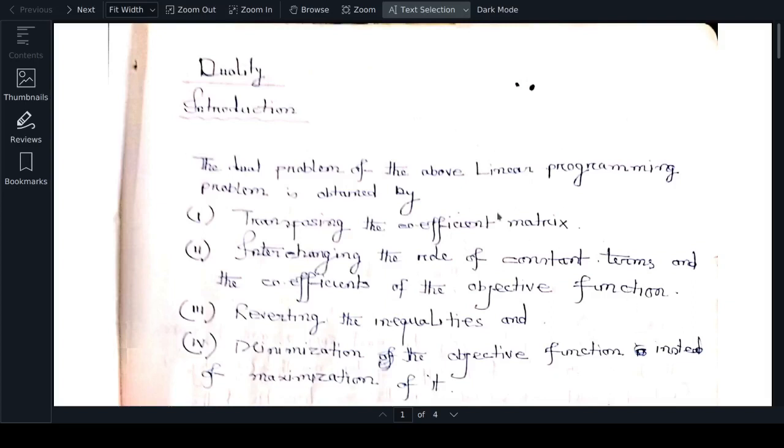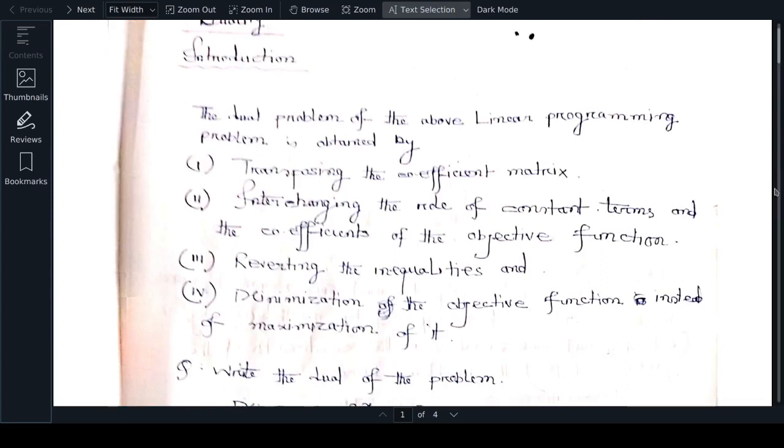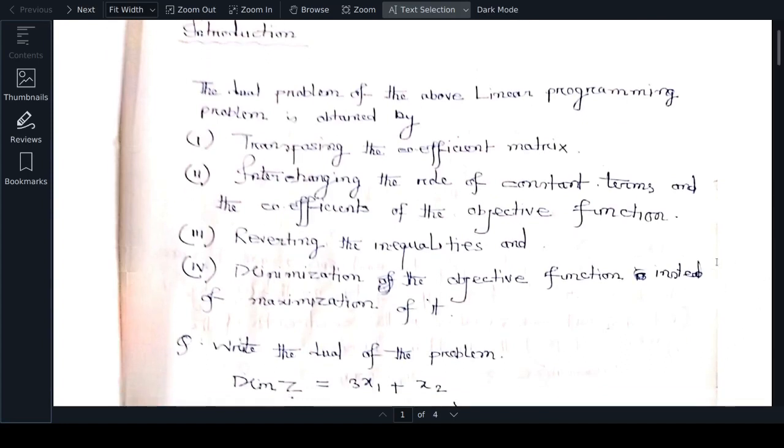Duality means duality theory, actually this one. So first you see the introduction. The dual problem of the above linear programming problem is obtained by means what? Suppose one linear programming problem is given, either a maximization or minimization problem, and constraints are given. Then how to write its dual?